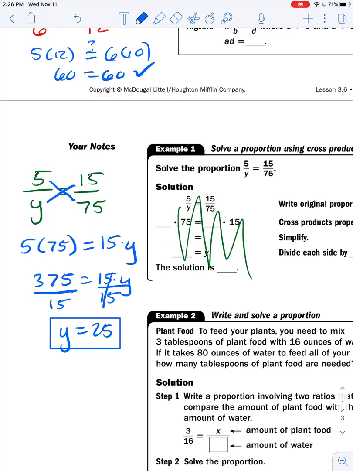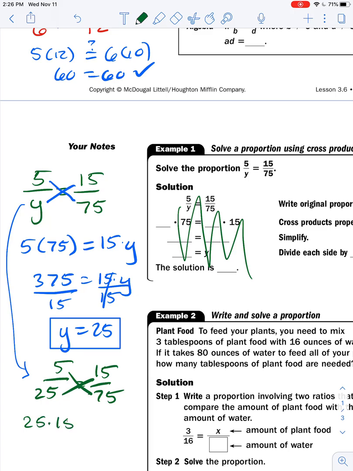And again, if you want to make triple sure that you're doing this right so that you don't have to take more time on assignments, then you can come back to this and say, okay, I'm going to go ahead and plug in what I got. 5 over 25 equals 15 over 75. And then I'm going to check my cross products. Just quick on my calculator. Is 25 times 15 going to equal 75 times 5? And when I do 25 times 15, I get 375. When I do 75 times 5, I get 375.